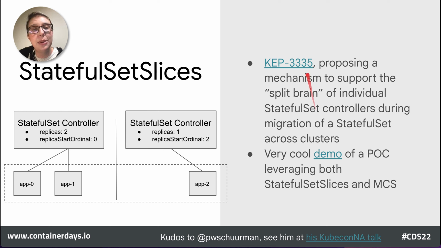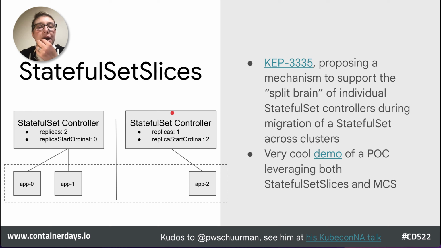So there's this KEP 3335 linked here that's trying to address what it calls a split brain problem. So if there's the stateful set controller on cluster 1 and the stateful set controller on cluster 2, under today's circumstances, they don't know anything about each other. They have no idea that they might be participating in a migration of the same stateful set between these two clusters. So the control plane is totally split into these two brains.